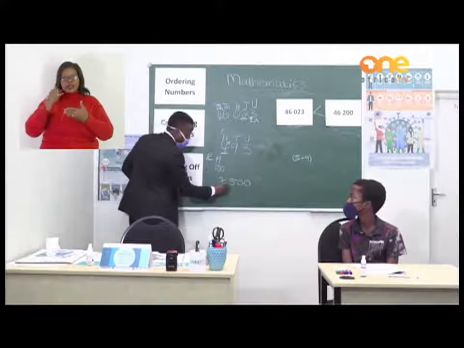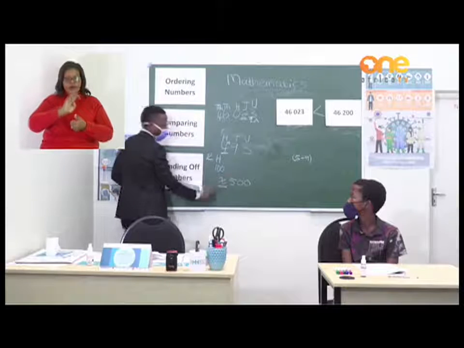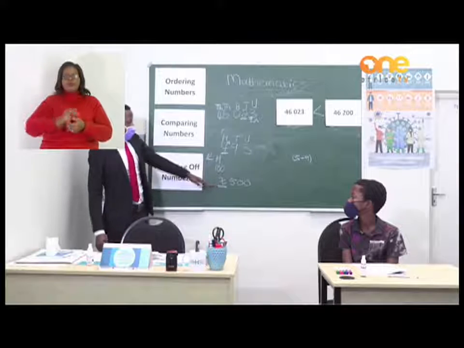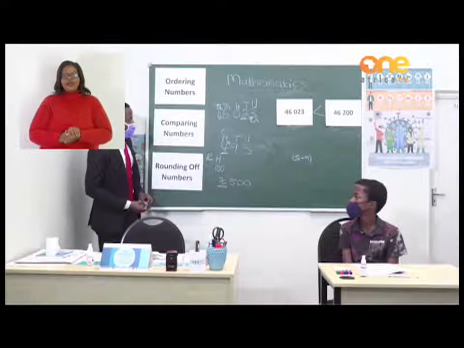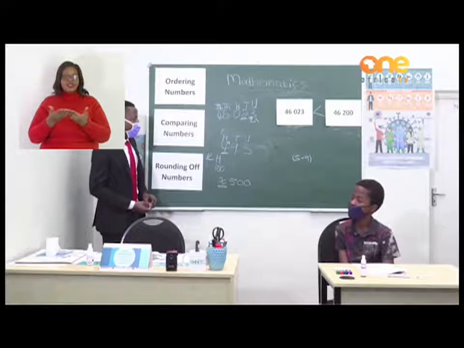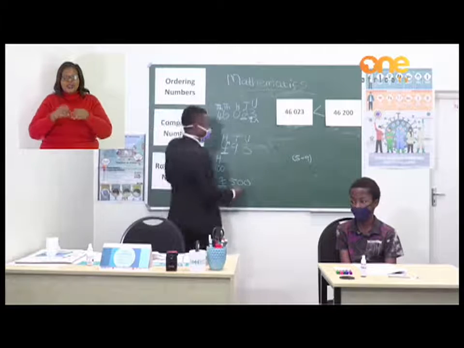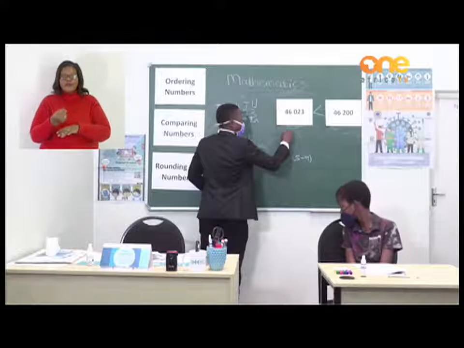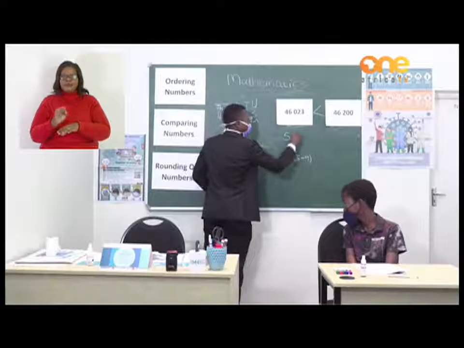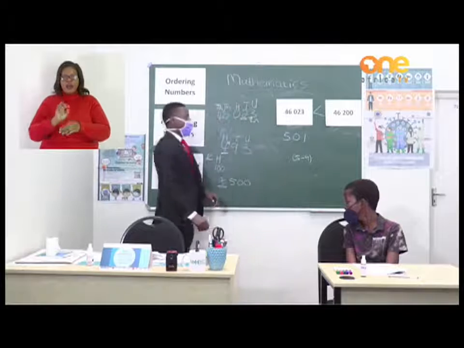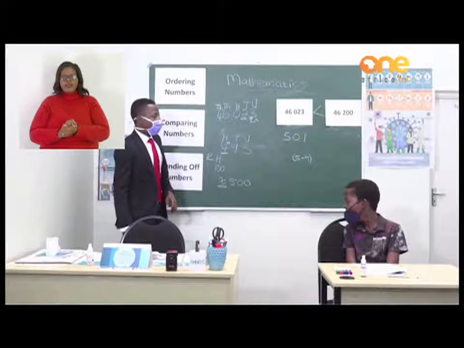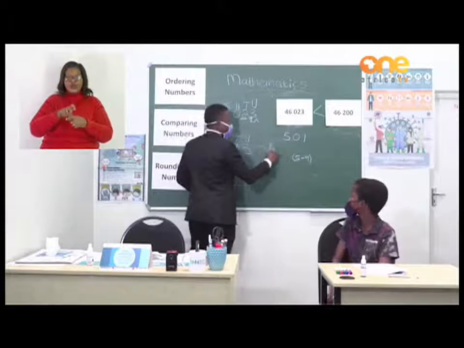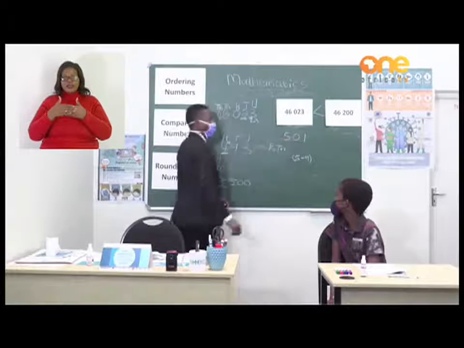Remember, approximation is very important. So this example is quite easy, and there can be also another challenging one. For example, we can have 501, and then they say round off that to the nearest 1,000.